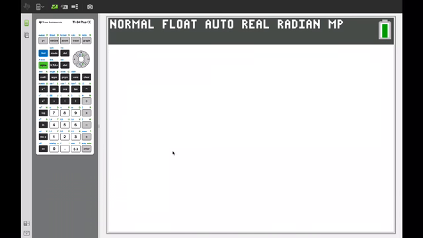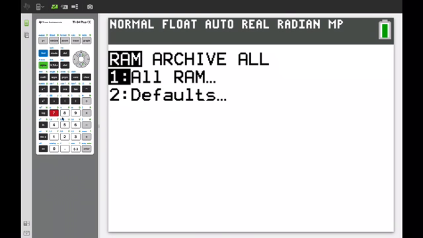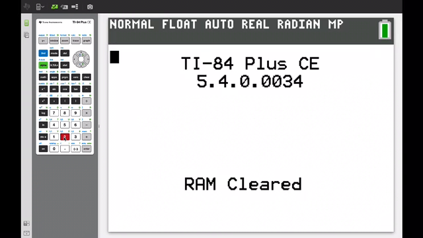So the first thing I'm going to do is hit second. As I push the button, it's going to turn red. And then plus, and then 7, 1, 2. And that takes you through a series of menus that's going to clear out your calculator. What that does is if somebody has used the calculator and put some things in there to graph or whatever, it's not going to get in your way. So it's cleared it off, so it's ready for you.